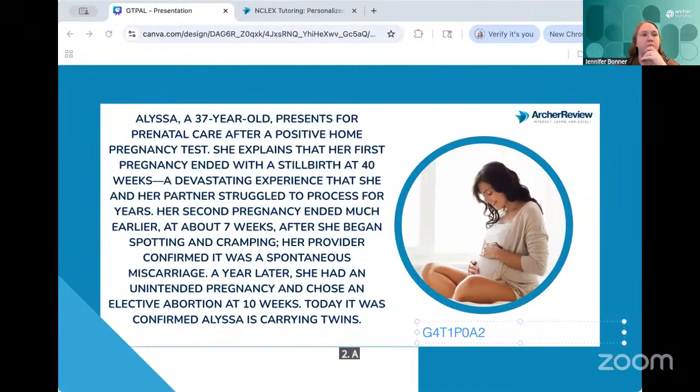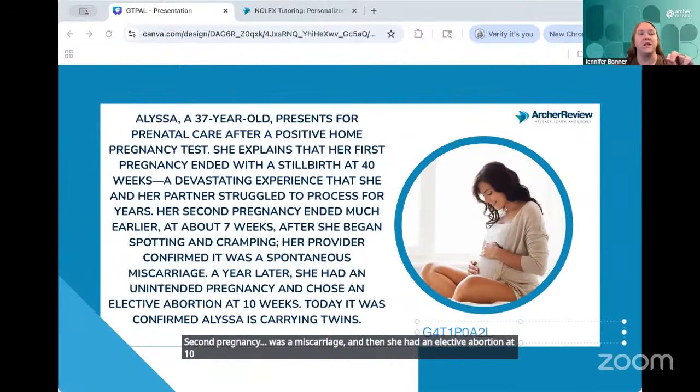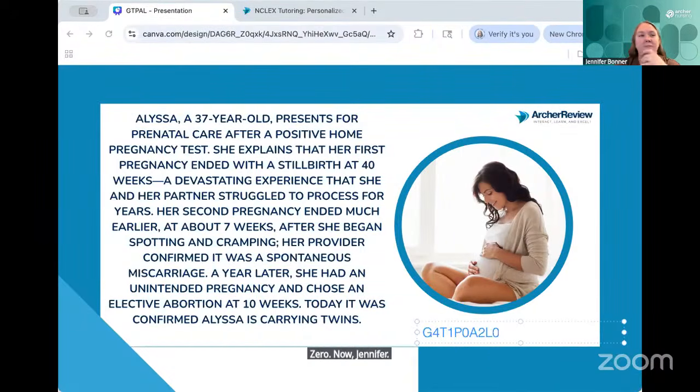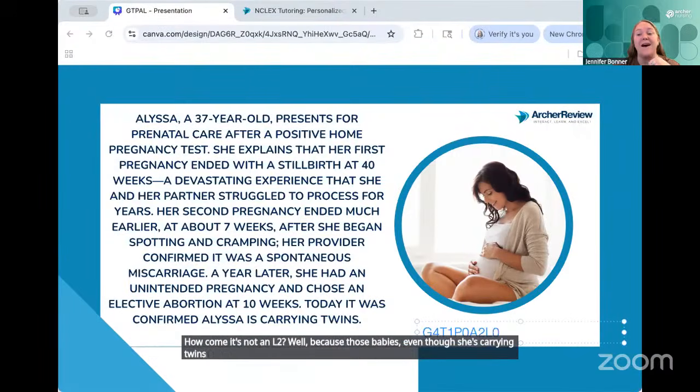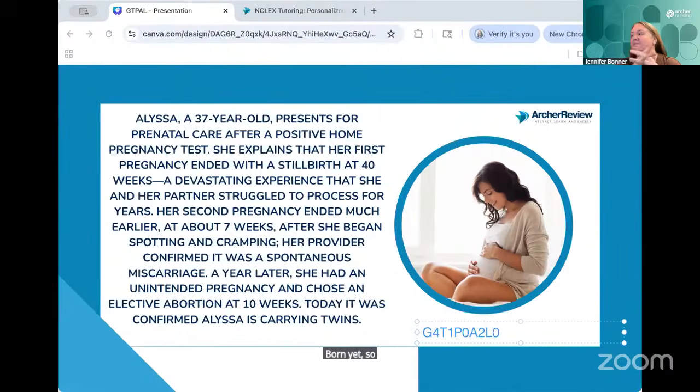A2. And then L. So she had the stillbirth at 40 weeks, so that baby is not living. Second pregnancy was a miscarriage. And then she had an elective abortion at 10 weeks. So she is an L0. Now, Jennifer, how come it's not an L2? Well, because those babies, even though she's carrying twins, are not born yet. So they do not count in the L's.